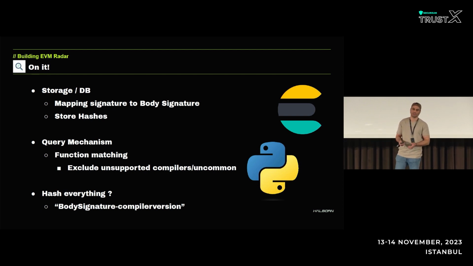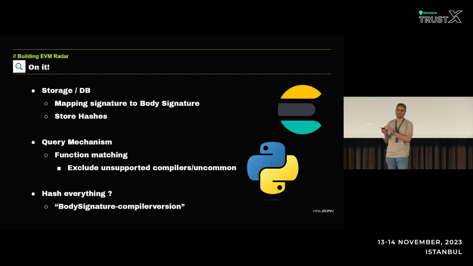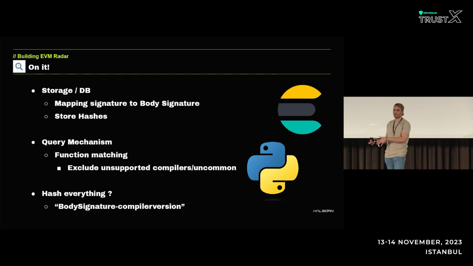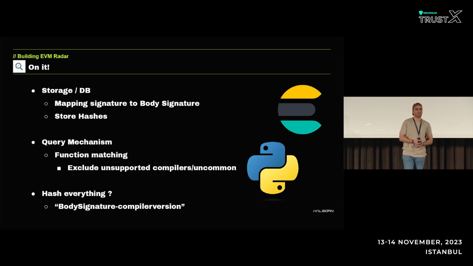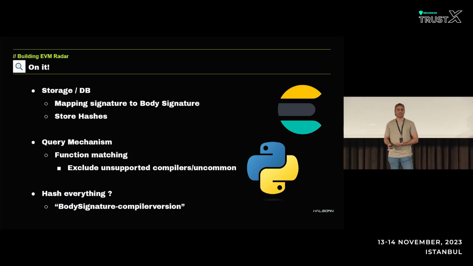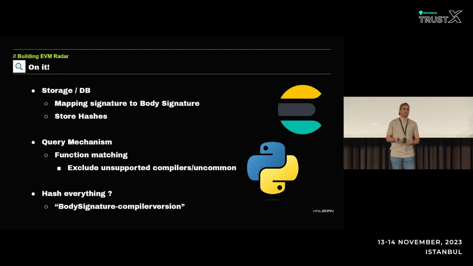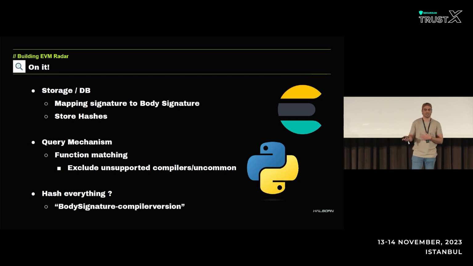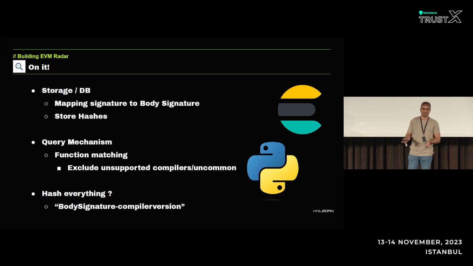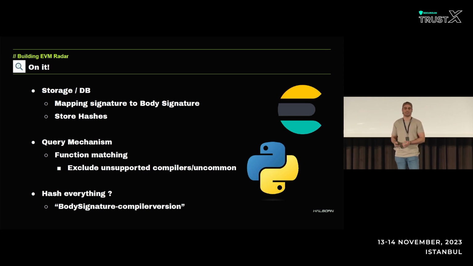So we store the hashes. We know that this specific implementation, with this specific compiler version, produced this specific hash, so we can search for this hash and find similar implementations across multiple chains. Also, if people just rename the function, we will still be able to find it, because we already have the actual function body implementation and its hashes.